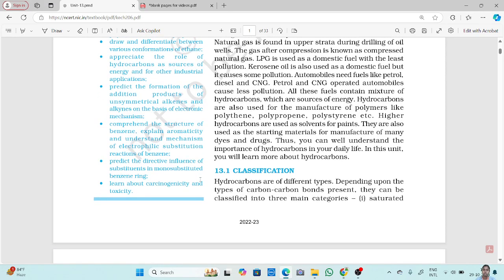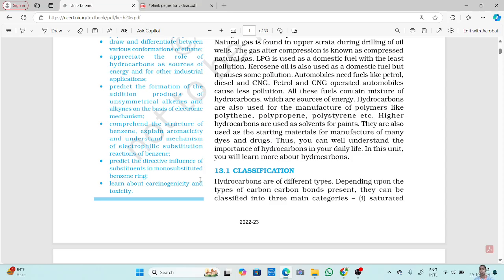Kerosene oil is also used as a domestic fuel, but it causes some pollution. For chulas we use kerosene oil so that the wood burns; we drop a little oil and then burn the wood. So even though it is used for domestic purposes, it can cause pollution. Automobiles need fuels like petrol, diesel, and nowadays CNG. Petrol and CNG operated automobiles cause less pollution. All these fuels contain mixtures of hydrocarbons, which are a source of energy.